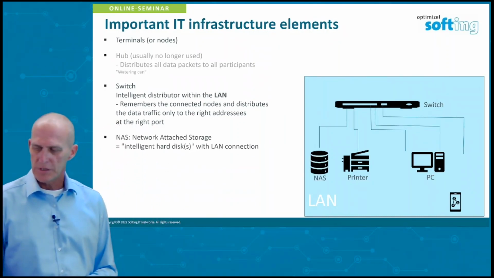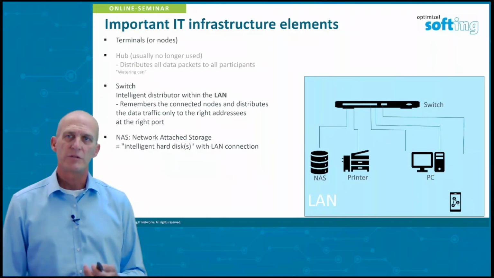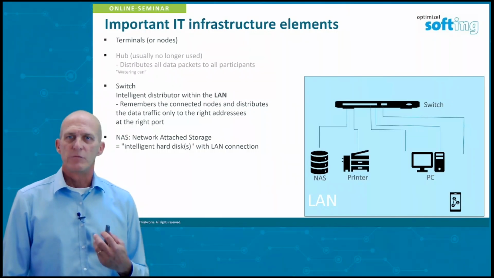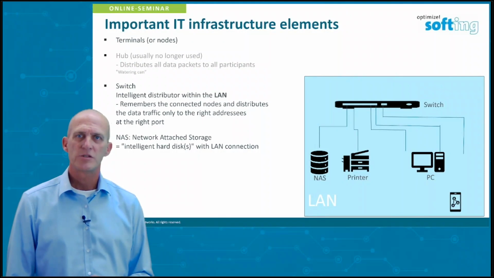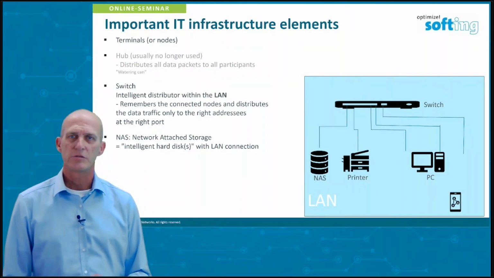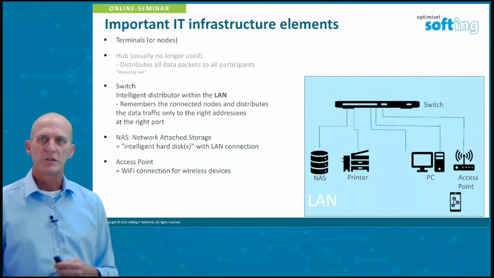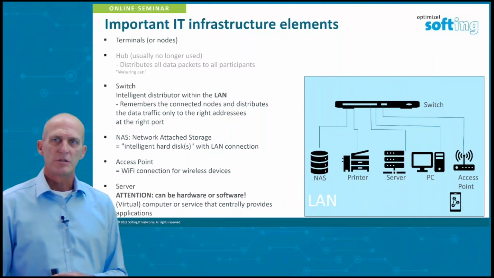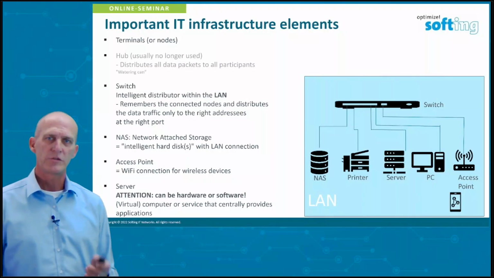So if there are other devices in a network, for example, network attached storage devices, which are like intelligent hard disks that have a LAN connection that can be directly connected to the network, access points that can connect Wi-Fi devices, for example, and also servers.